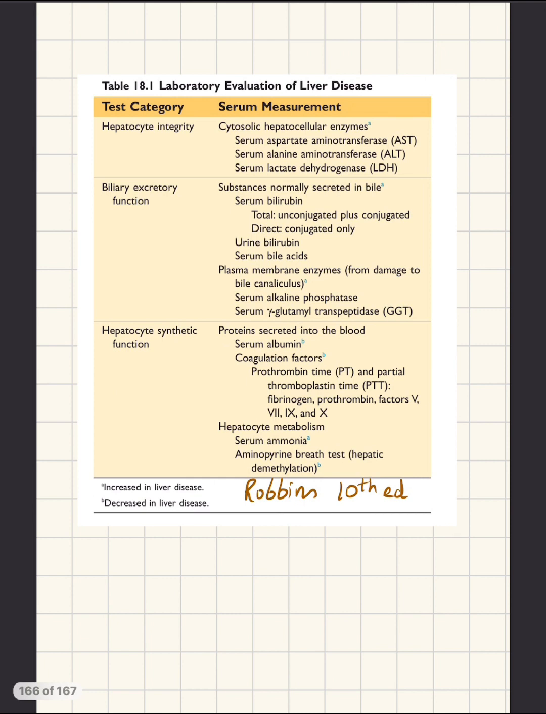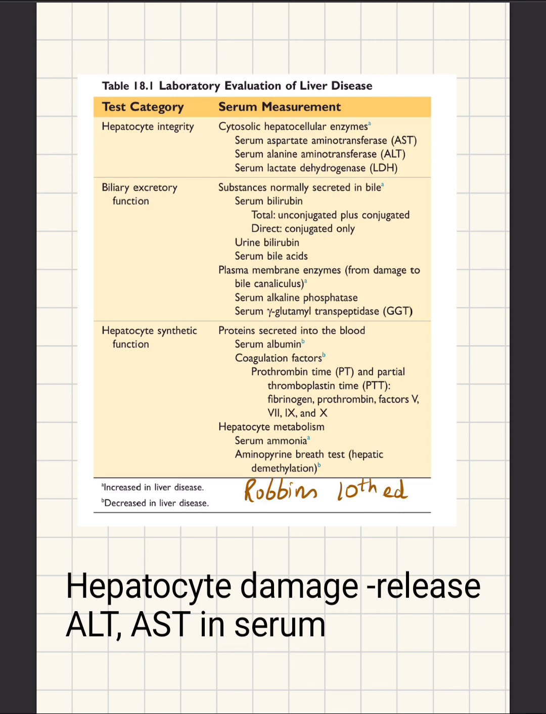So at last, when we evaluate a liver disease, there are certain measurements we do in the serum. In the liver, hepatocytes have certain enzymes: aspartate aminotransferase, alanine aminotransferase, and lactate dehydrogenase. So when the liver cells get damaged, their levels will increase in the serum.